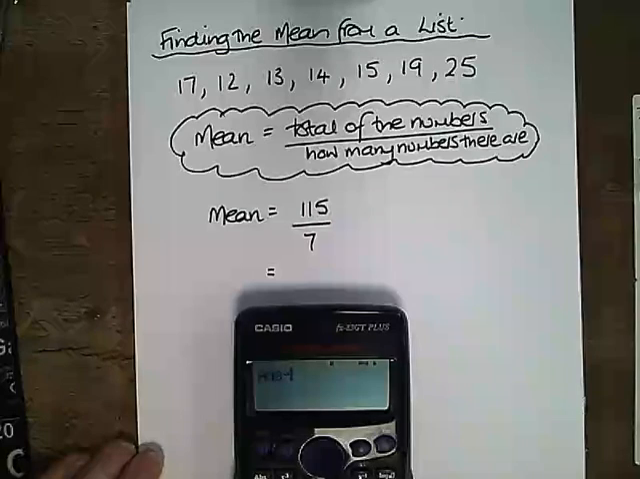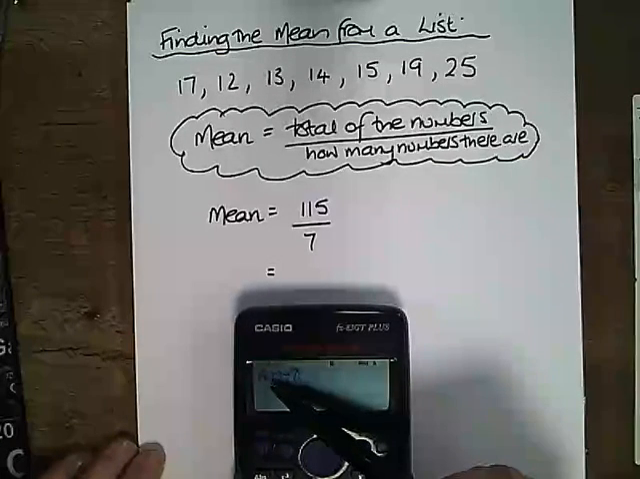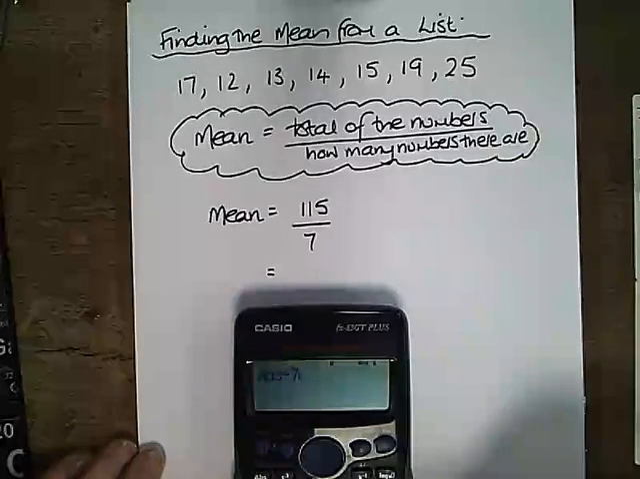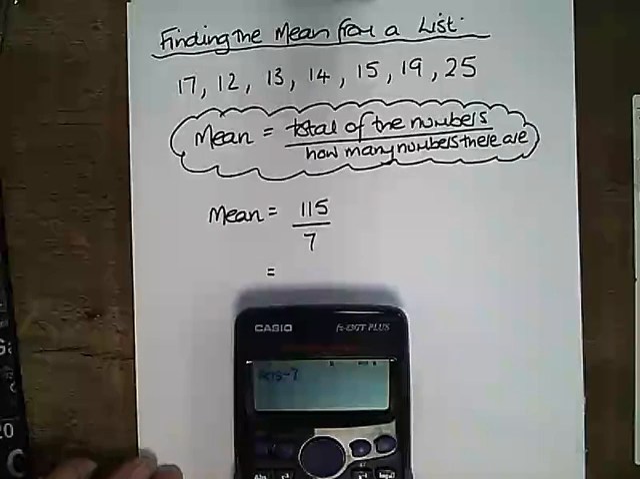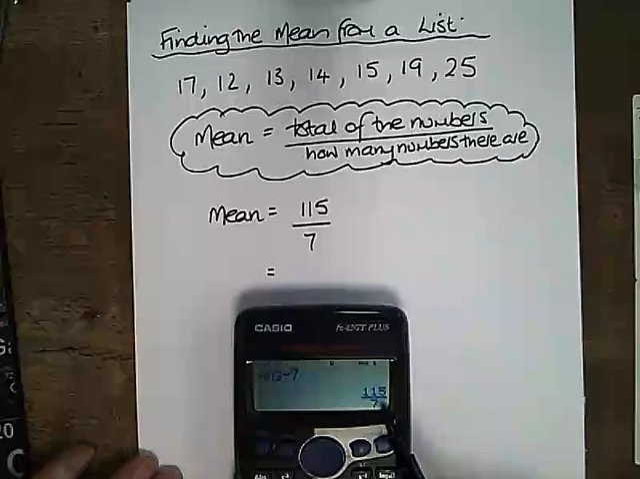And you can see on my calculator I've just pressed the equal sign and I've just pressed the divide by 7 button, and it automatically fills in ANS, which stands for answer, which is the last answer I had on my calculator, which was the 115. If you want to, you can just type in 115 divided by 7, press the equal sign. Mine comes up as a fraction because I've got it set up that way.